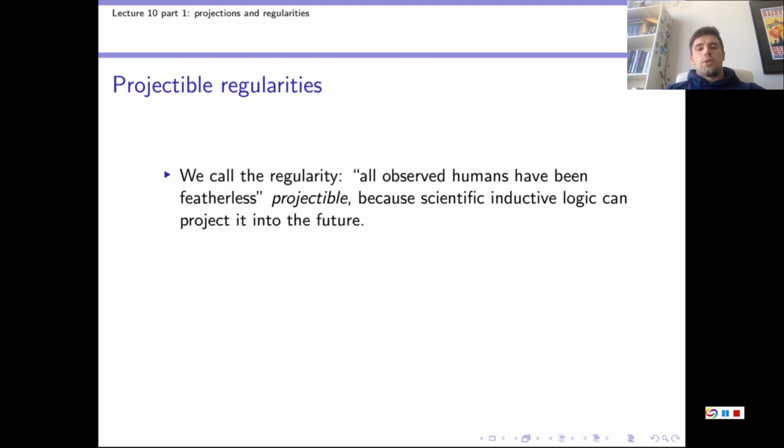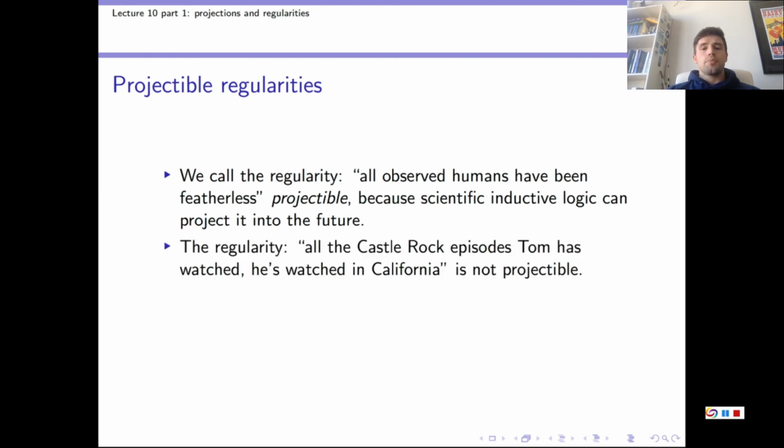So in this vein, we call the observed regularity in the premise of the first argument on that last slide projectable, while the observed regularity in the premise of the second argument from the last slide is not projectable. So scientific inductive logic does project observed regularities into the future, but only projectable regularities. Now we've seen this term projectable through the use of an example here, and in the discussion assignment I'm going to get you to write down a strict definition like we've seen before in lectures of the term projectable. That's why I haven't labelled it with a definition as such here, because it's for you to have a think about. But this slide should help with that question.